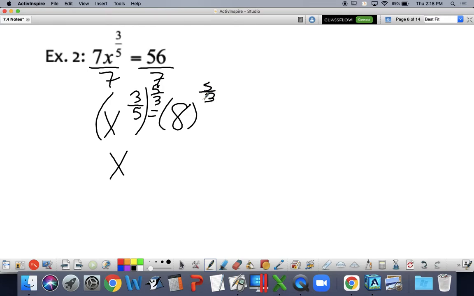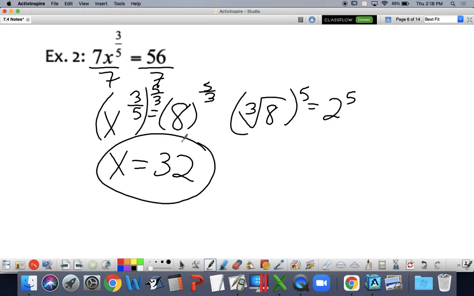So I get x equals 8 to the 5/3, which is the cubed root of 8 to the 5th, 2 to the 5th. Yes, you can definitely use your calculator. I highly encourage you to use your calculator, right? There's going to be a lot of steps to these problems, so check your work that way.